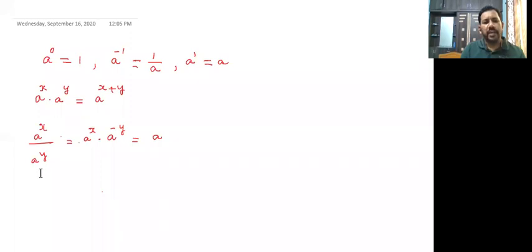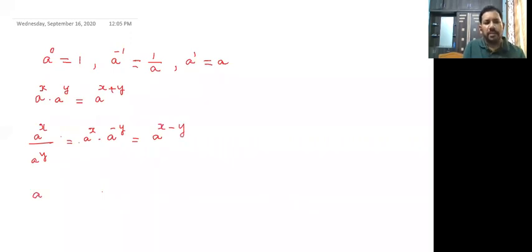a power x divided by a power y is equal to a power x into the denominator sent to the numerator, you will get a power minus y. Now again here bases are equal, powers should be added. We get a power x minus y.